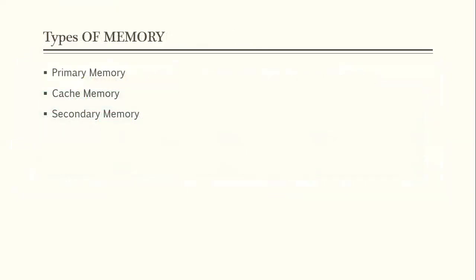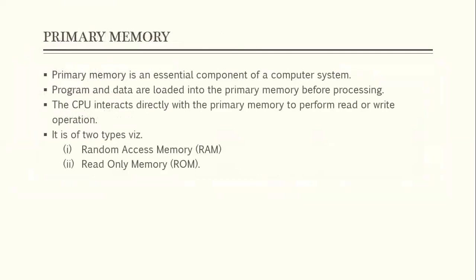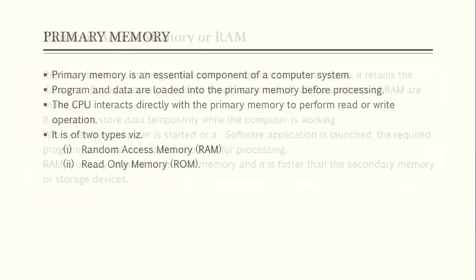There are three types of memory in a computer: primary memory, cache memory, and secondary memory. Primary is the inbuilt memory in the computer system. It is loaded before processing, and there are two types, that is RAM and ROM.